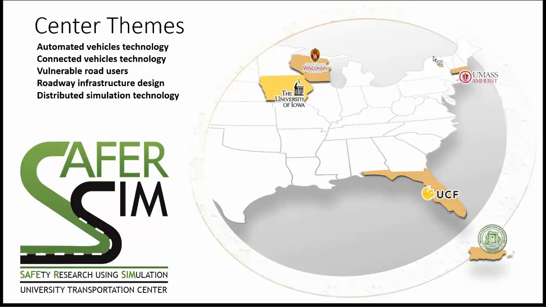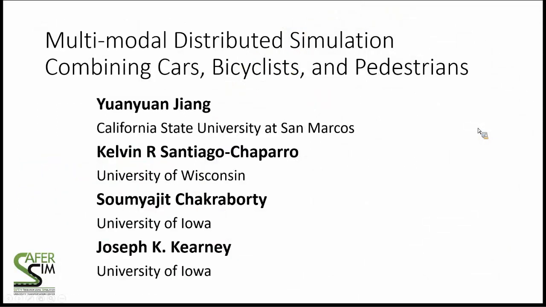So our first presenter today is Kelvin Santiago from the University of Wisconsin-Madison. Thank you, Jacob. Our presenters today, in addition to myself, again, my name is Kelvin Santiago, will be Yuan Yang from the California State University at San Marcos, Shumjajit Chakraborty from the University of Iowa, and Joseph Kearney from the University of Iowa also. So we're going to start a presentation with a little bit of background on the project, which will be provided to you by Joe Kearney.